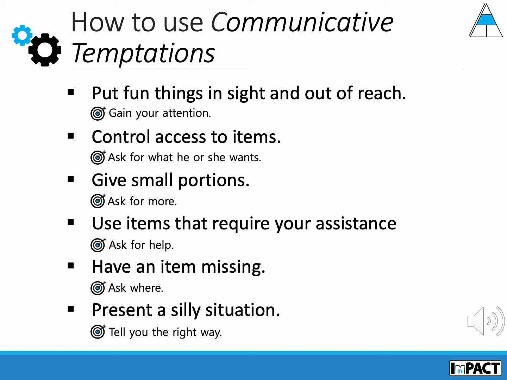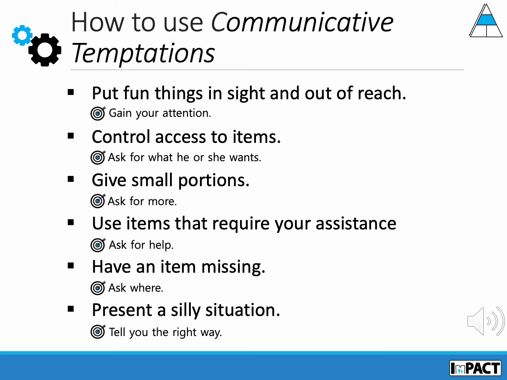Next, you can use items, materials, and activities that require your assistance to encourage your child to request help. Play with toys your child needs your help to use, such as bubbles, balloons, and wind-up toys. These toys are especially good to use with children who get very frustrated when you try to interrupt their play. You can also give your child items that he or she will need your help to open, like a snack still in a wrapper.